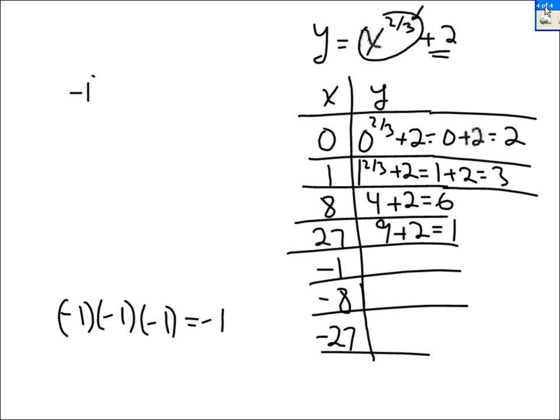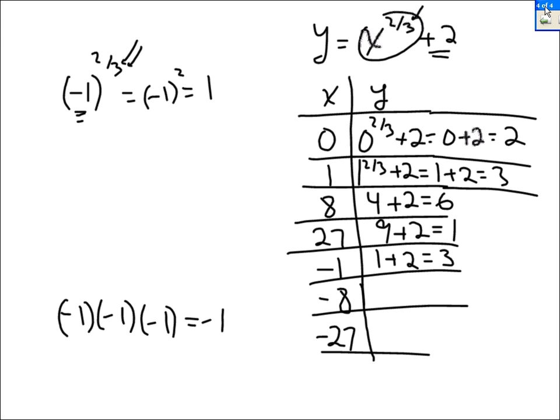Okay, so -1 to the 2/3. What times itself 3 times gives you -1? -1. Now you have to square it, which gives you +1. And don't forget to add on the 2. So you get 3.